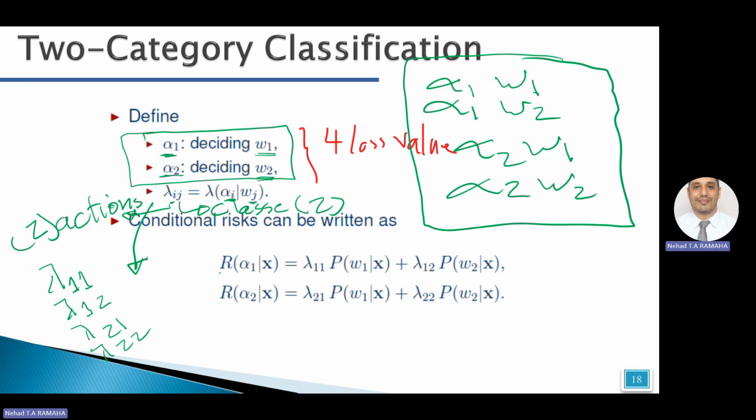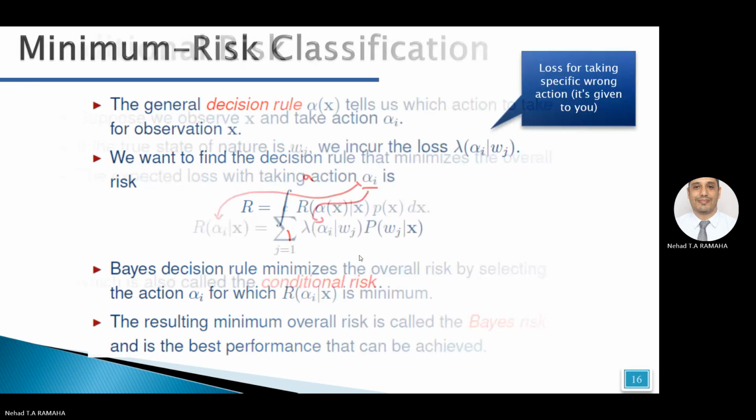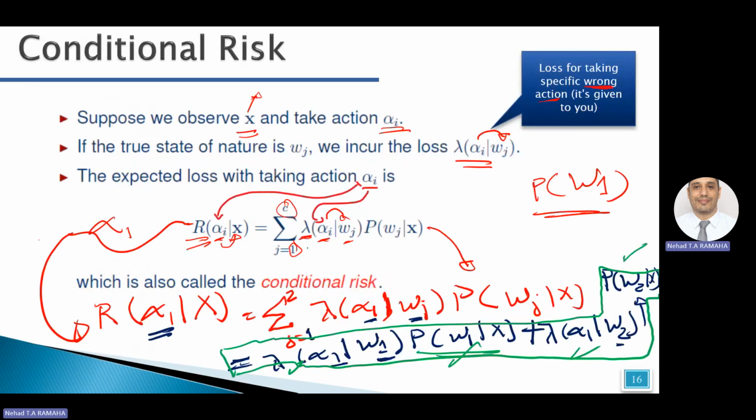So the risk of selecting this action for a specific feature, and the risk of selecting the other action for a specific feature. We take the rule here, yes? It's the summation from 1 to the number of categories of lambda, action with category, and probability of category given feature.